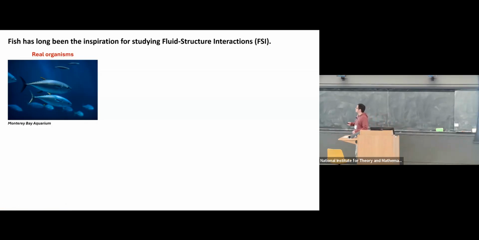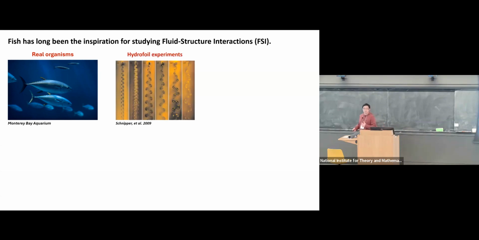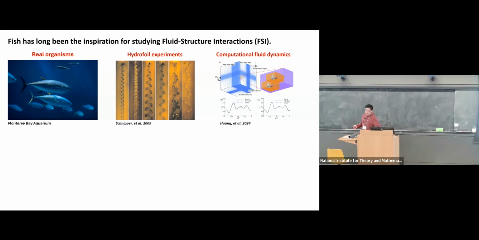Over the years, people have been inspired by fish a lot, especially with their locomotion. So what people did is, from the observations on the actual organism, engineers or experimentalists simplified them into hydrofoils and put them into water tunnels for experiments. And then at the same time, we have mathematicians who are conducting simulations based on computational fluid dynamics models.